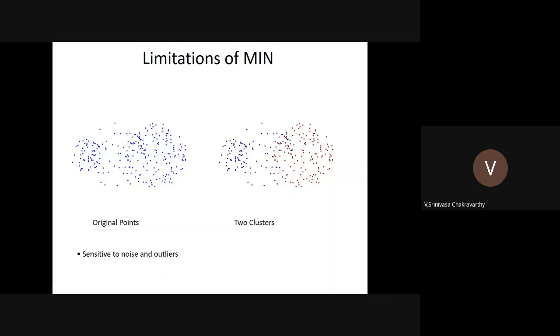And so look at this. The blue points are one cluster, red points are another cluster. So they are quite interspersed. Blue points are quite interspersed with the red points. So it is not able to pick up the two clusters in a clean fashion because of the noise.